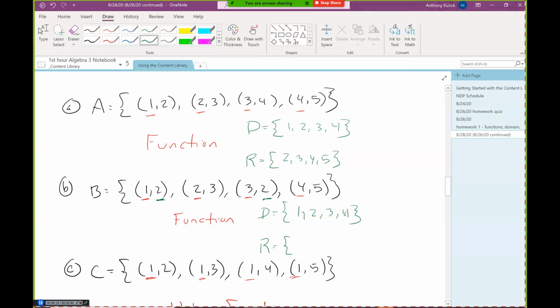And the range would be? Okay, very close. What's the issue with 2, 3, 2, 5? We can't repeat elements, so how many times do I write the 2? Just once. Does it matter the order in which it goes? It does not. So any order, 2, 3, 5, should be the range. Everybody okay with that? Okay.